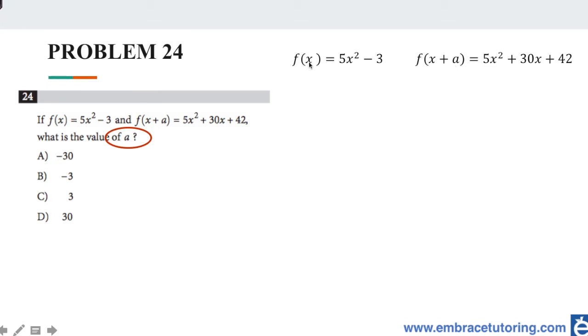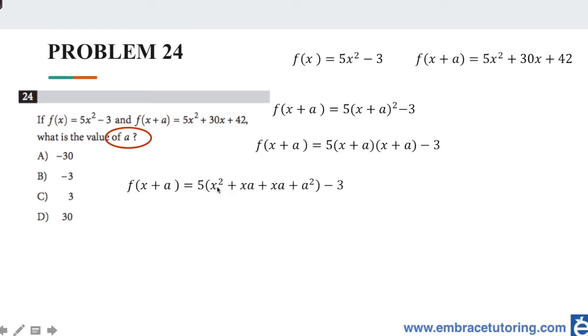So let's do that. I'm going to take my x plus a and plug this in here, which I'll then get 5 times x plus a squared minus 3. Now I'm going to FOIL this out first, and I'm going to end up getting 5 times x squared plus xa plus a squared, minus 3. The x times the x will give me my x squared. The x times the a will give me a positive xa, and then a times x will give me another positive xa, and then finally a times a will give me my a squared, given the fact that I'm FOILing. And then my minus 3 just comes down to be my minus 3.